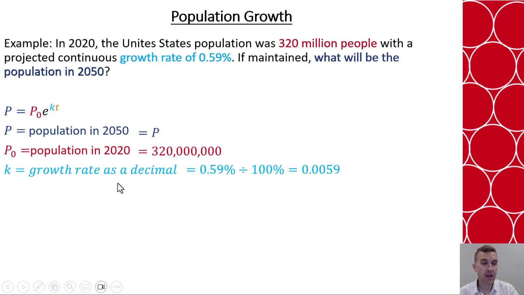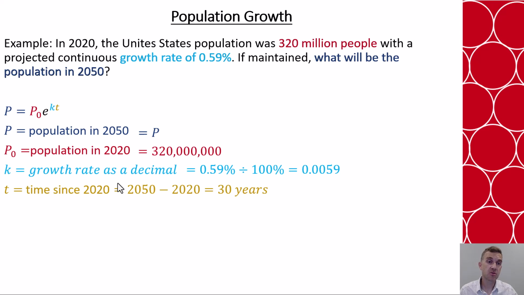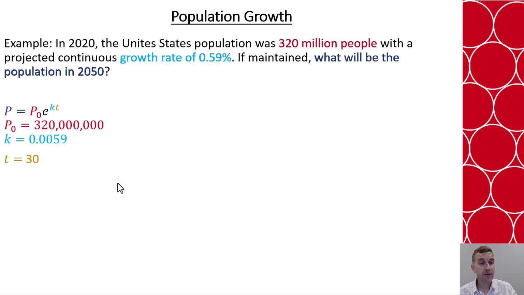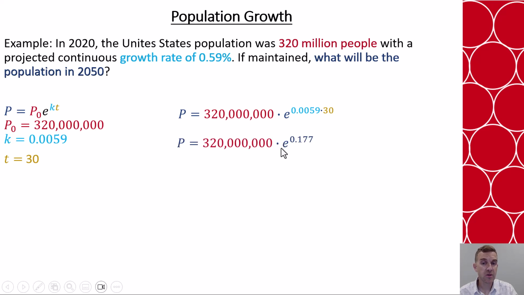And then we need time. Now, here's what you have to pay attention to. What year did we start? We started in 2020. We're looking at going to 2050. So our question is, how much time has changed from 2020 to 2050? And that's 30 years. So now we have our parts. We can substitute them into the formula and start to solve. Start with your exponent. We're going to multiply the 59 10,000ths times 30. And then we're going to do e raised to that value, and then we multiply it by the 320 million.